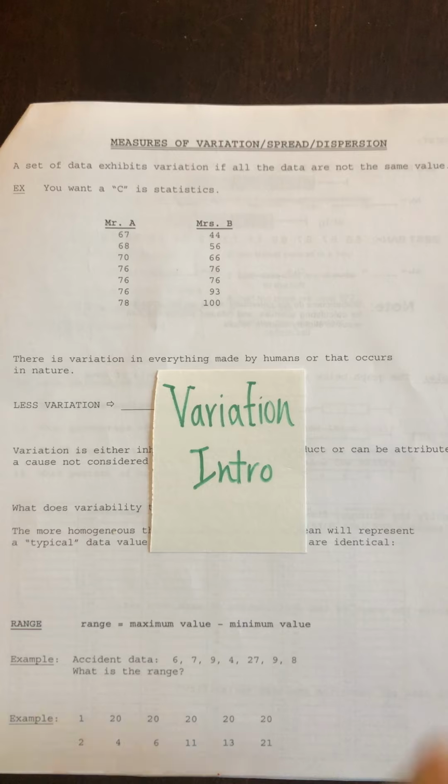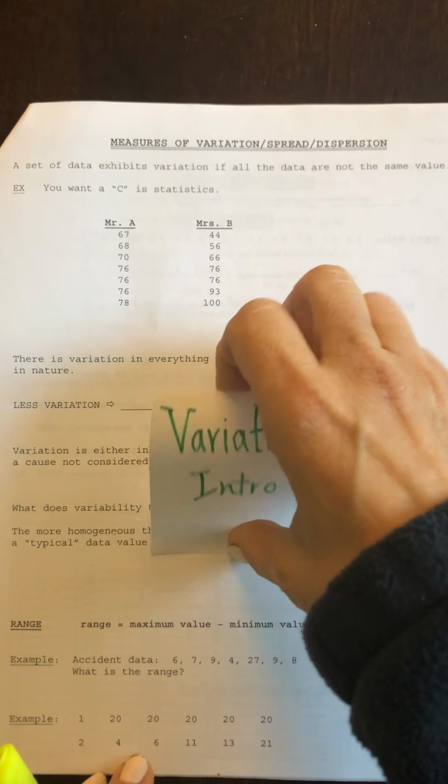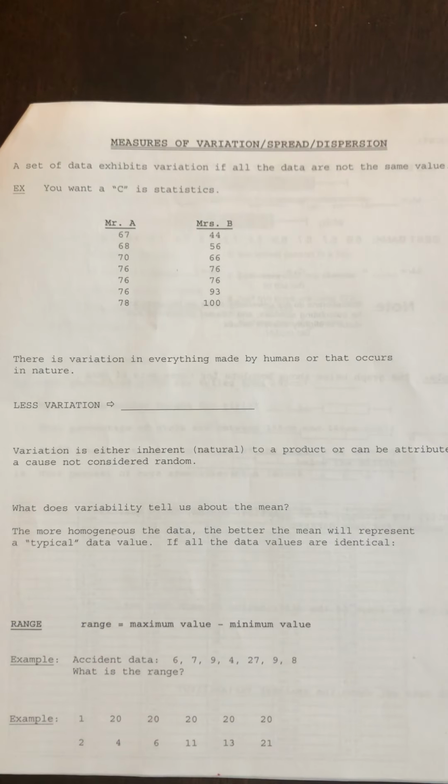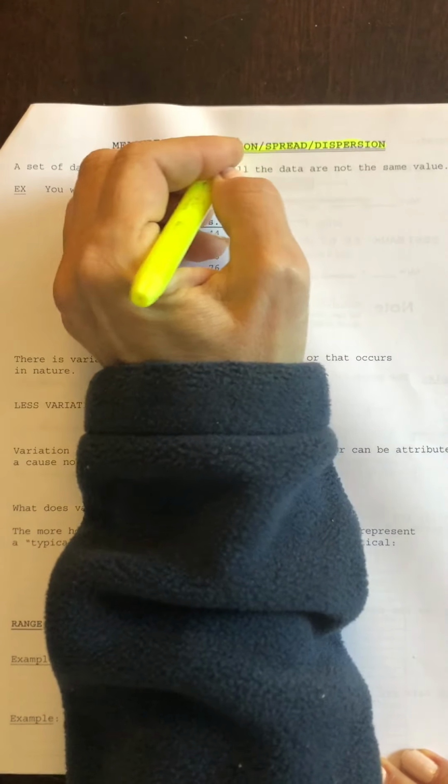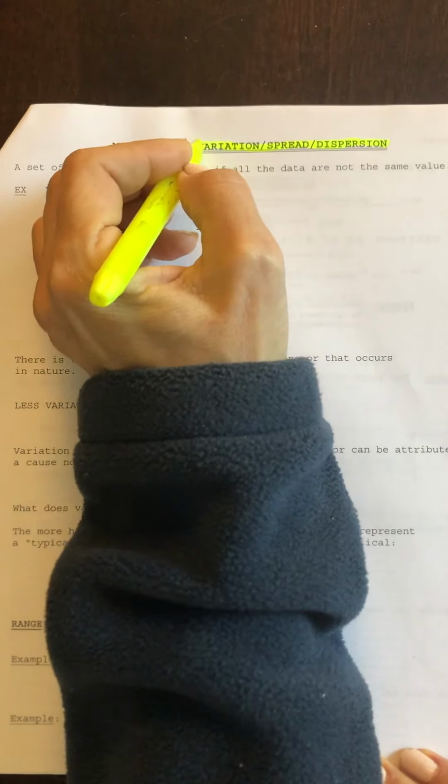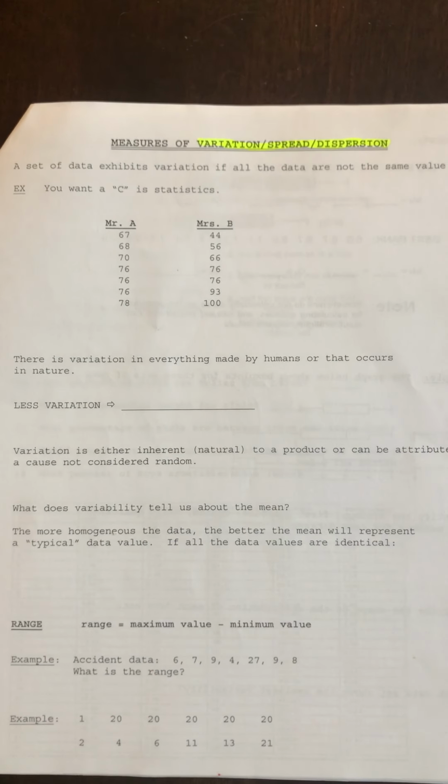Okay, we're going to start talking about measures of variation. They're also called measures of spread and measures of dispersion. So these all mean essentially the same thing. A set of data exhibits variation if all the data are not the same value. In other words, if all the values are identical, there is no variation. And so what variation measures is the degree of homogeneity between the values.